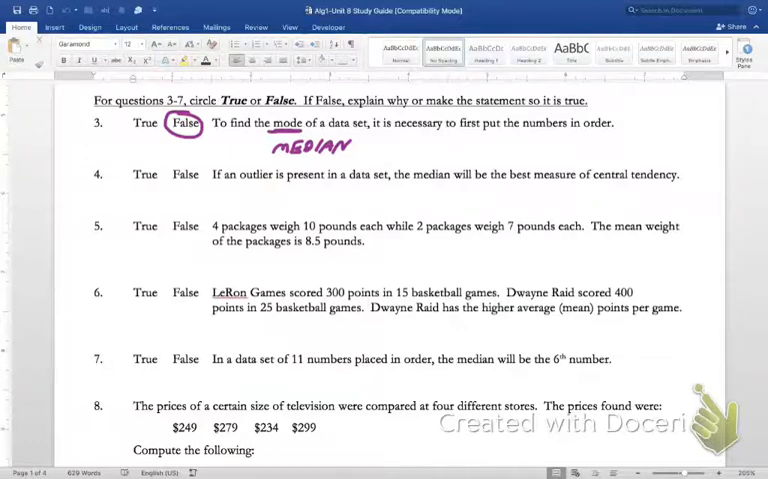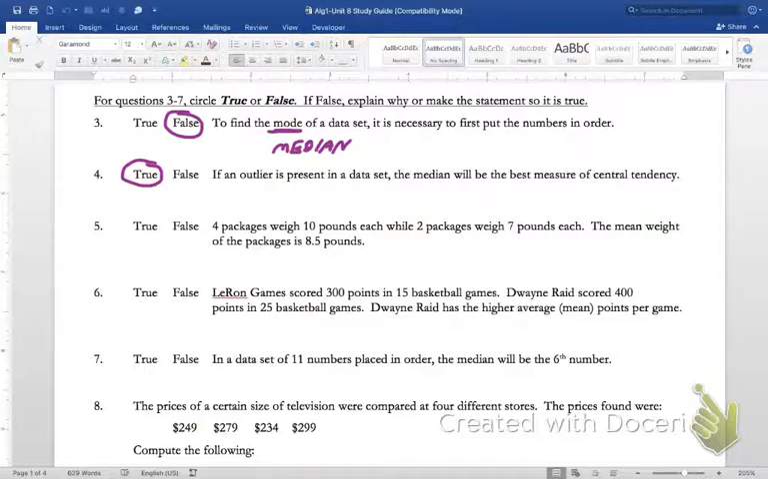Number 4, if an outlier is present in a data set, the median will be the best measure of central tendency. That is true. Because if we have scores of 8s, 9s, and 10s, and one person gets a 2, well, that 2 is going to affect the mean more than it is the median.